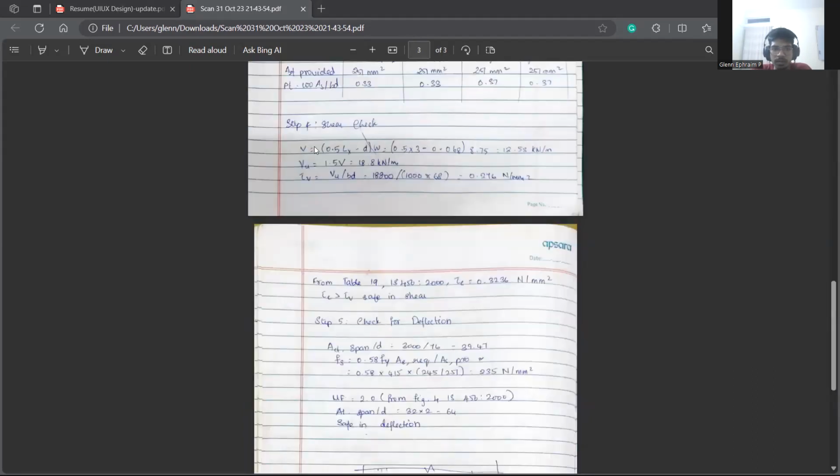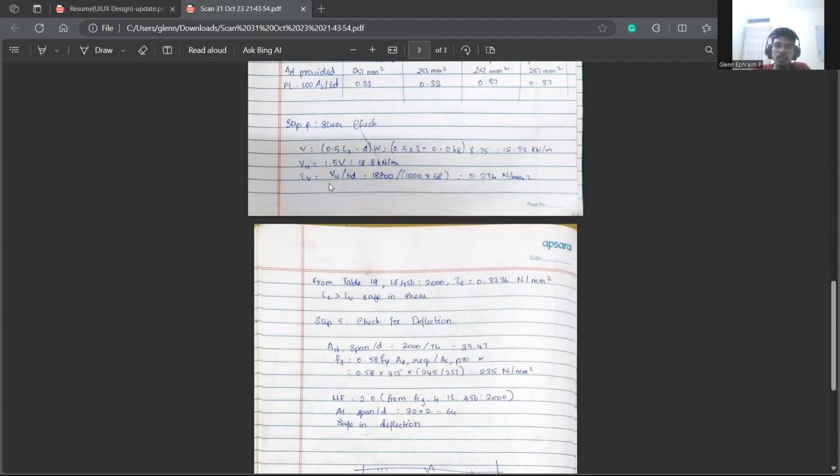To find the shear, there is a formula: 0.5 Lx minus d into w. When we substitute these values, Lx is 3, d is 0.68 and 0.68, and w is 8.75. So you get 12.58 kilonewton per meter. Now we are finding the ultimate shear. For finding the ultimate shear, we multiply the normal shear by 1.5, so we get 18.8 kilonewton per meter.